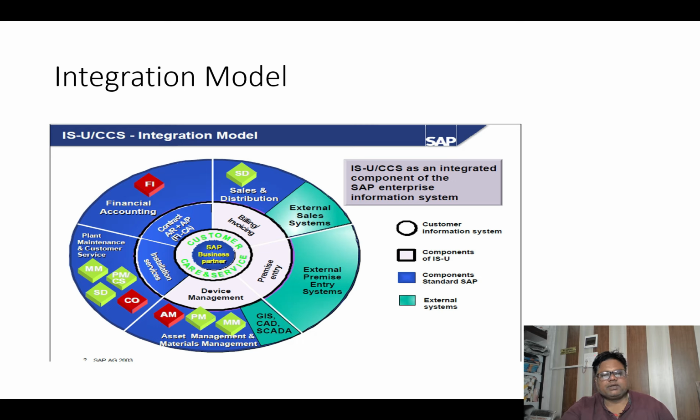Contract AR and AP. Then in billing and invoicing, we do the integration with sales and distribution also, because we charge for some services. We do the integration with an external sales system also, if there is any available integration. Then we maintain a premise entry, the external premise entry system.